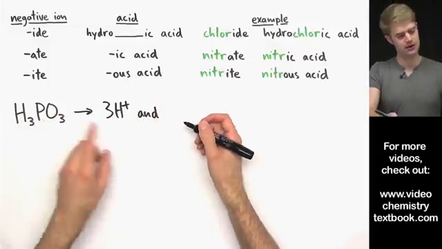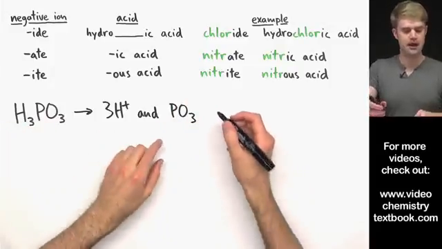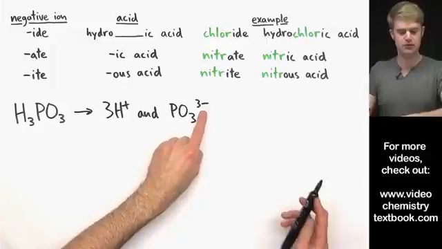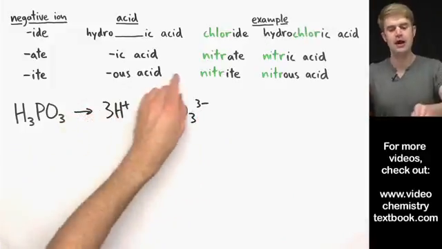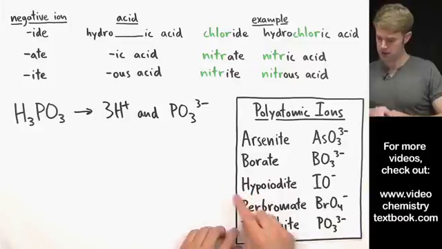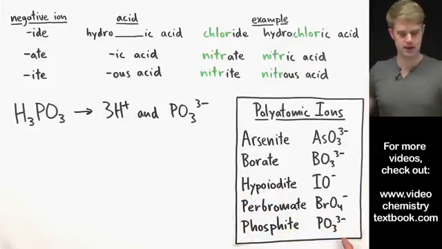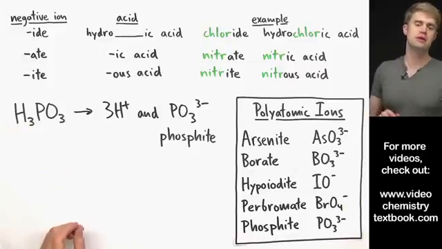And then the negative part is going to be PO3. What's its charge? It's got to be 3 minus. It's got to be 3 minus to balance out this 3H plus. Okay, this polyatomic ion here, PO3 3 minus, we got to figure out what its name is. PO3 3 minus, and this is phosphite. Okay, how do we name this acid here?